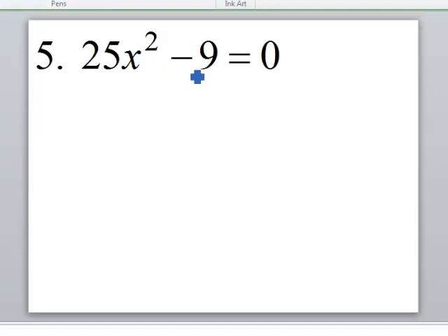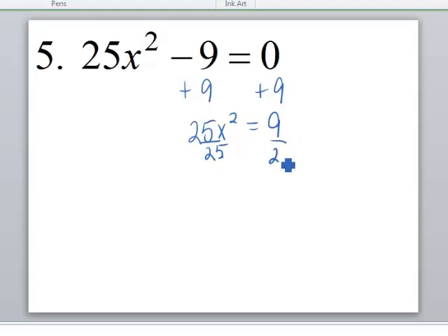In problem number 5, I will get the x squared by itself by first adding 9 to both sides. That gives me 25x squared equals 9. Then I would divide by 25 on both sides. x squared equals 9 over 25. Square root both sides, and I get the answer plus or minus 3 over 5. The square root of 9 is 3, and the square root of 25 is 5.